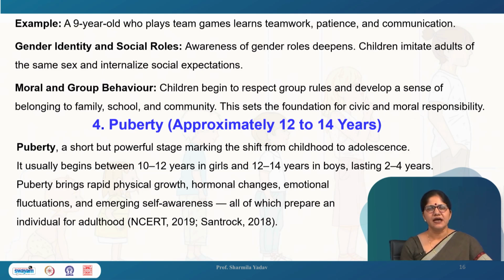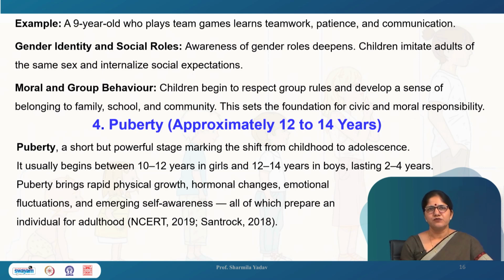Gender identity and social roles. Awareness of gender roles deepens now. Children imitate adults of the same sex and internalize social expectations. Moral and group behavior. Children begin to respect group rules and develop a sense of belonging to family, school, and community. This sets the foundation for civic and moral responsibility.